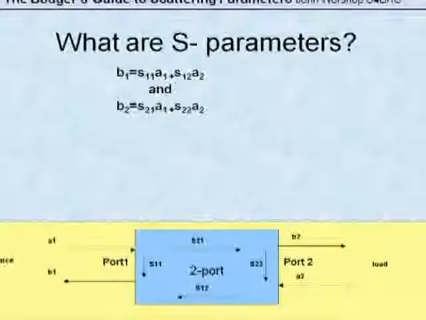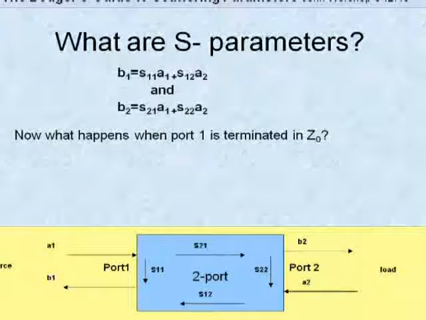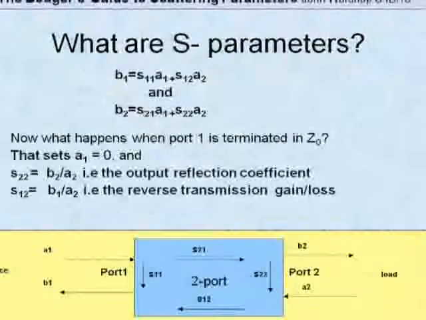And similarly, if you terminate the input port in Z0, you can tell me what happens, can't you? The whole thing is symmetrical, so if you make port 1 perfectly terminated, the reflected signal A1 becomes 0, and the S22 becomes the output reflection coefficient. Oh, well done, Dave. There's always somebody. And then S21 becomes the system gain or loss. Sorry, the reverse gain or loss, S12. Okay?